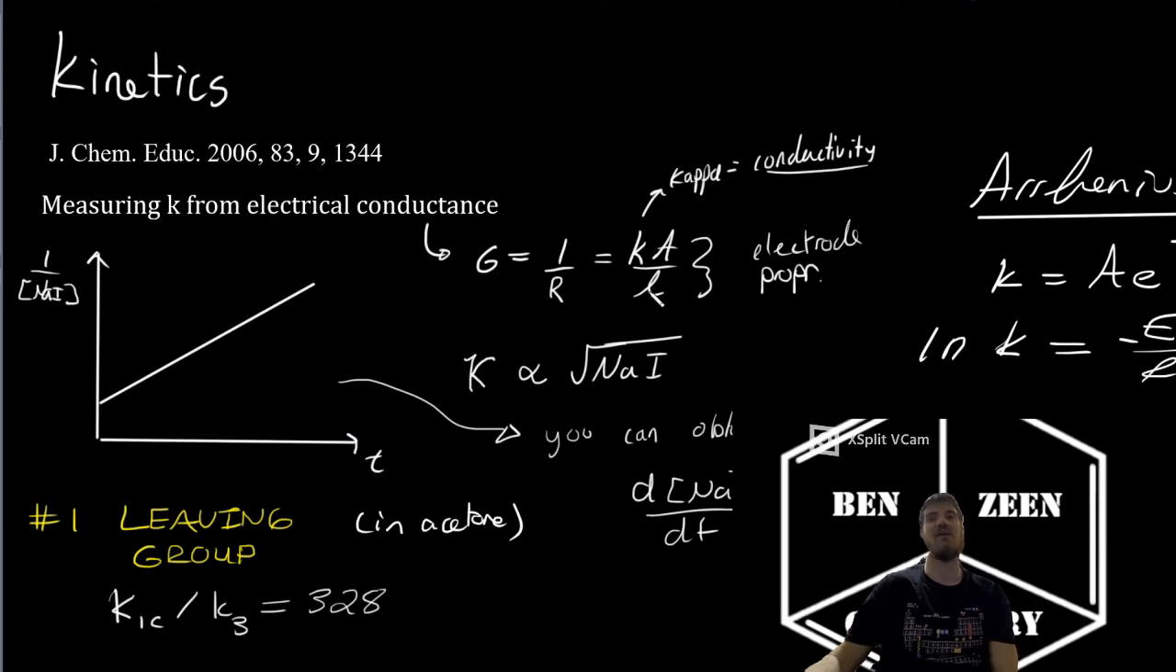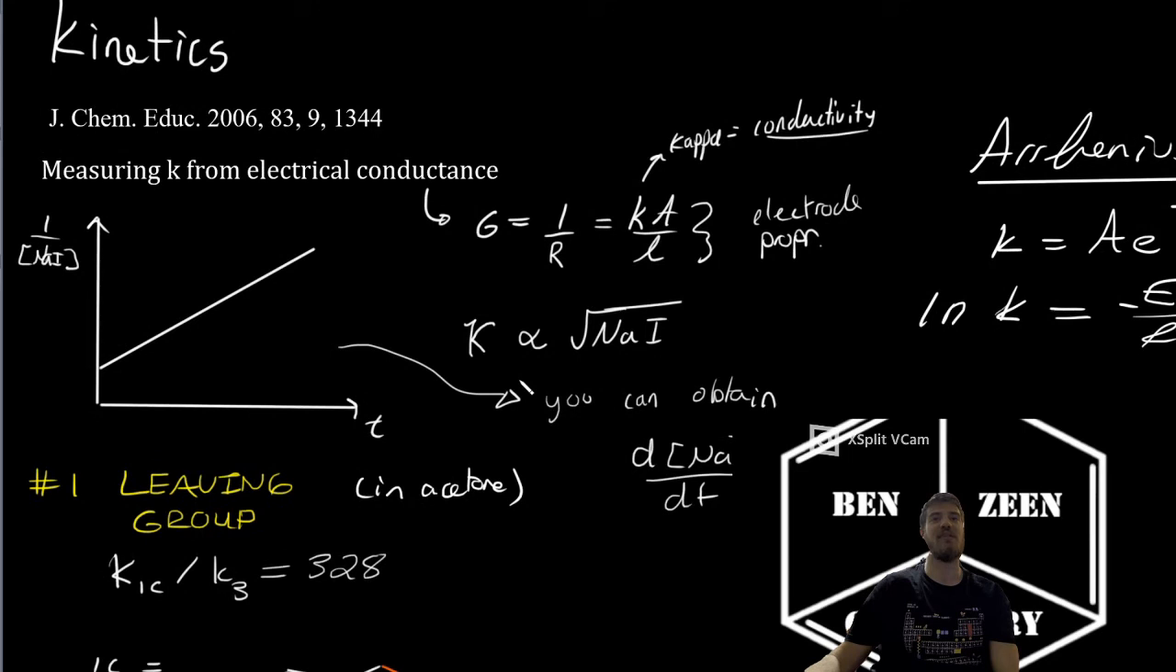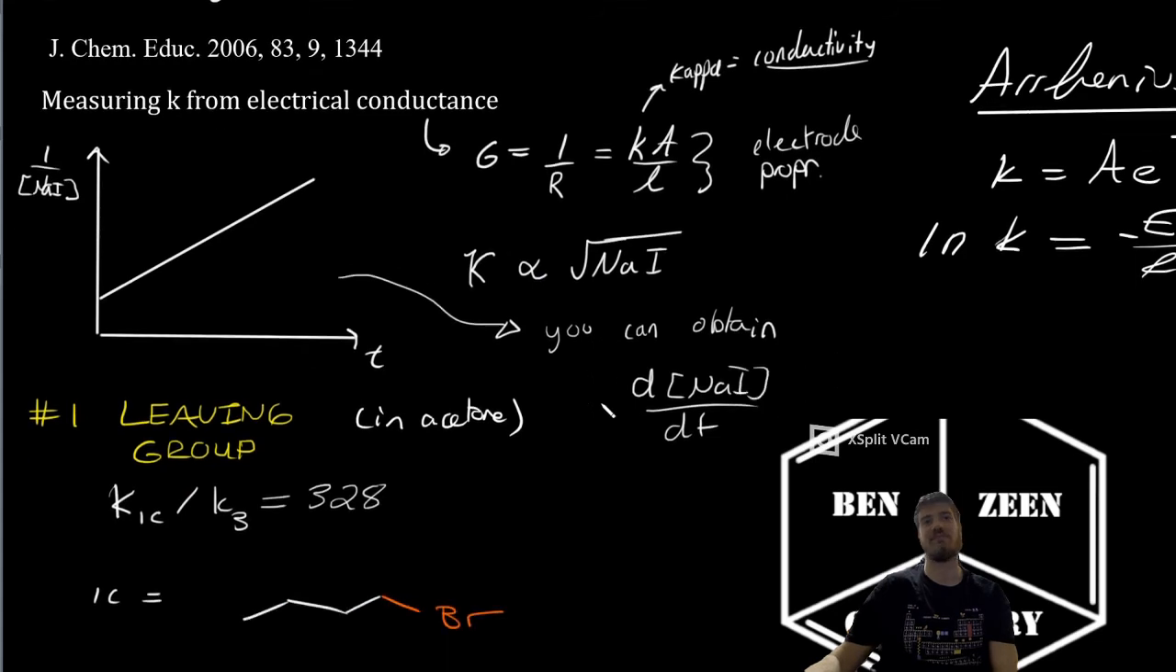So yeah, they measured the conductivity from electrical conductance, which is the inverse of the resistance of your solution, which you can also link to conductivity. This is kappa. It might be confusing because there's a bunch of K's, but this is kappa. I'm just not that great at writing kappas. And this is linked to the electrode properties. But basically, they use the fact that the conductivity is proportional to the square root of the iodide salt.